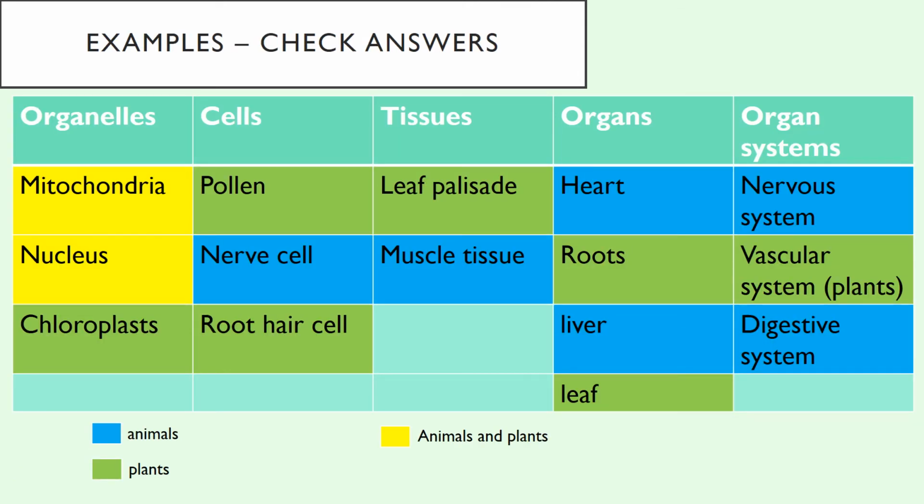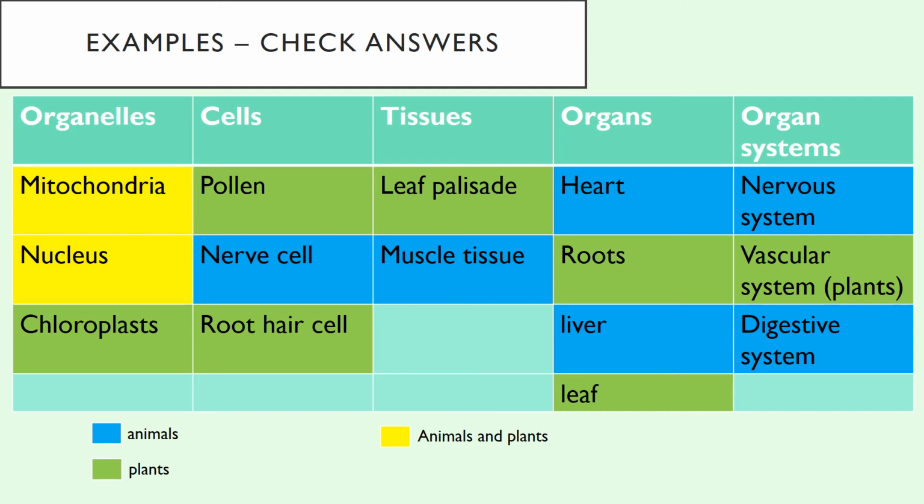So here you can see, you can check your answers. For organelles, we have got mitochondria and nucleus. These are found in both plant and animal cells, so I've colour coded them in yellow. And chloroplasts, which are found in plants, so I've colour coded them green. For cells, I've got pollen and root hair cell for plants, and then a nerve cell is colour coded in blue because it's only found in animals.